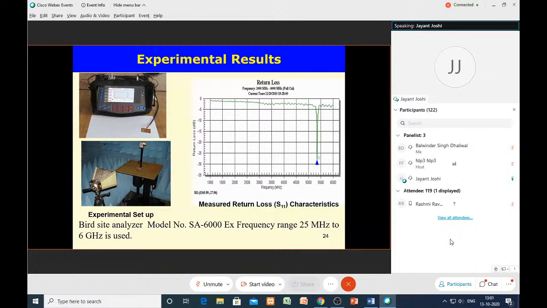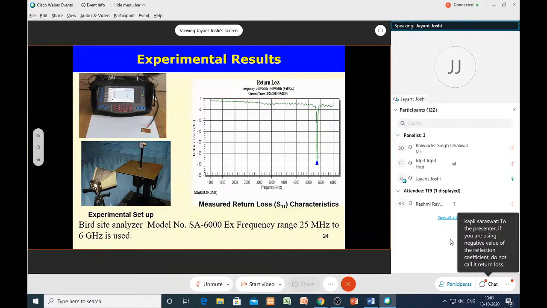Otherwise, from our practical experience, in some cases the antenna acts as a filter. It is not acting as an antenna. It is just removing some range of frequencies and transmitting some other range of frequencies. We don't want that, because filter design is another area. In a filter we don't want radiation, but in an antenna we want radiation at that particular frequency. That particular care has to be taken.